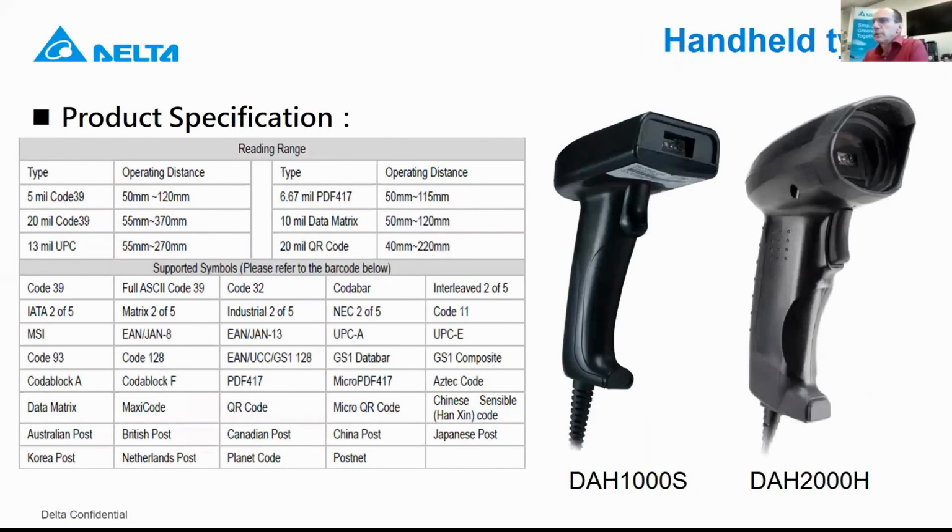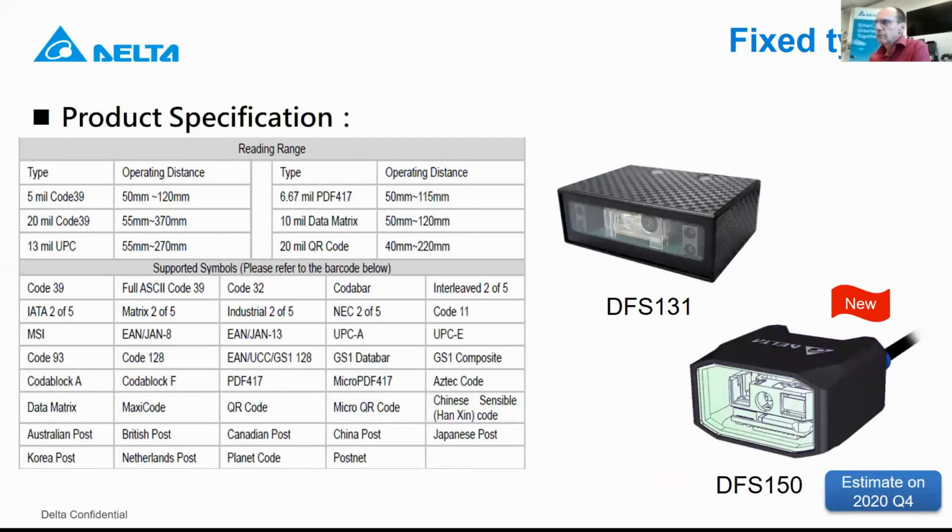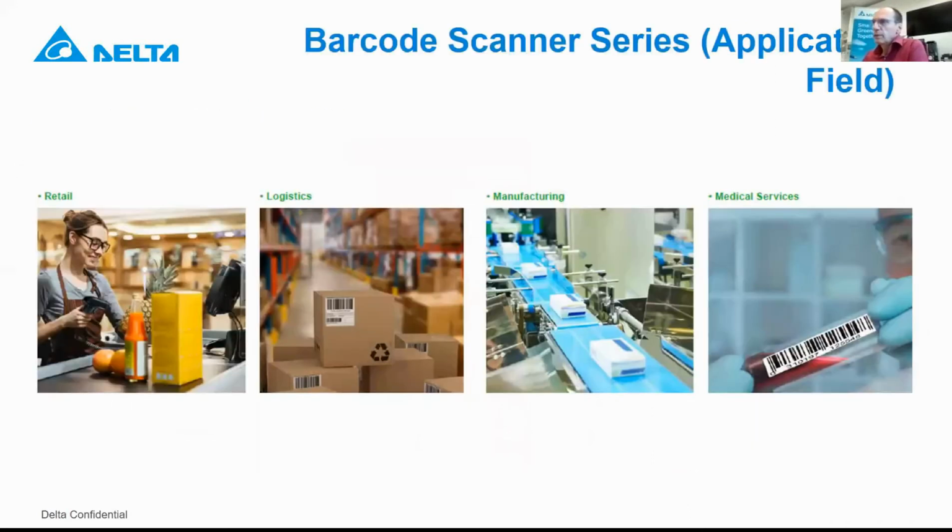All our products can be used for supporting the codes, what is mentioned here. A lot of different types of barcodes and types, all are using the same barcodes. And also for the fixed mounted, the new one, the DFS, will be available soon. You can use it for retailing, logistics on the boxes, manufacturing to read the barcodes on the package itself, but also for medical applications, depending on what kind of barcode there is used, of course.